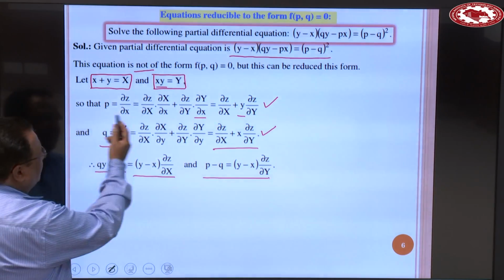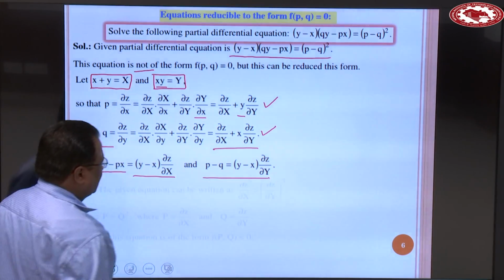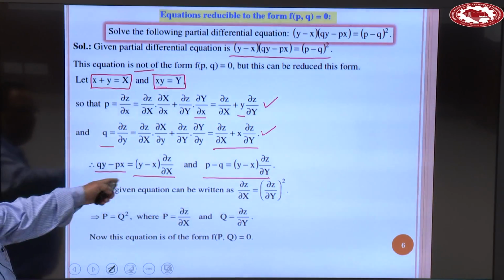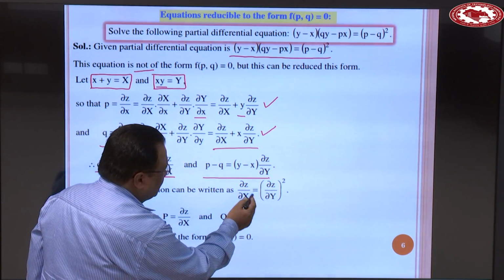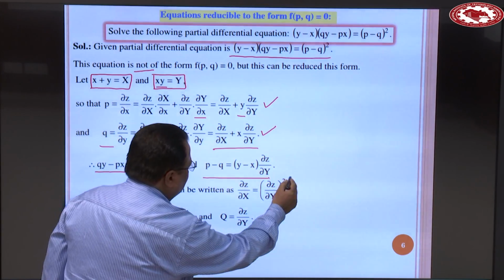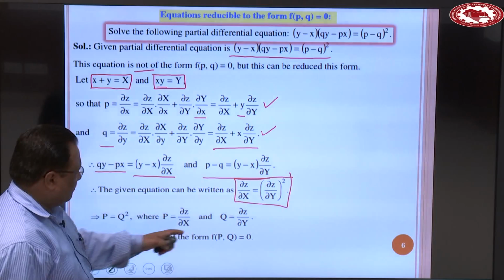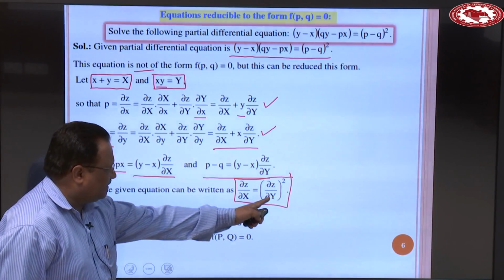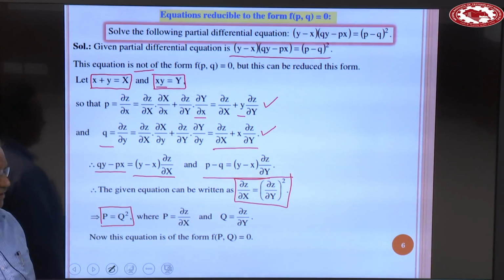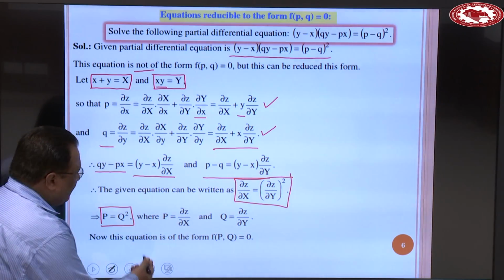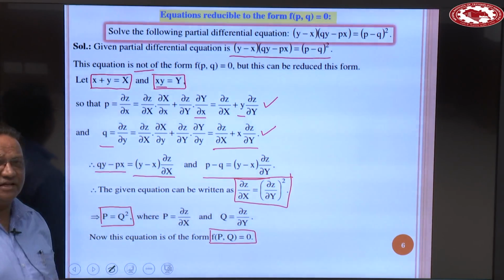So when you calculate the value of p and q, calculate this expression and this expression, then substitute all these expressions here. Then you will get curly z over curly x is equal to curly z over curly y square. Suppose this one is capital P and this one is capital Q, then P is equal to Q square, and that can also be written as function of PQ is equal to 0.